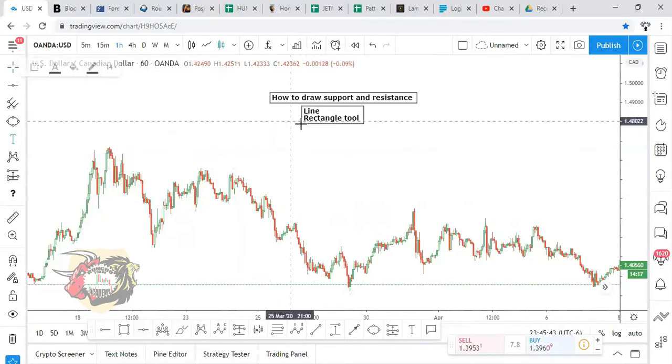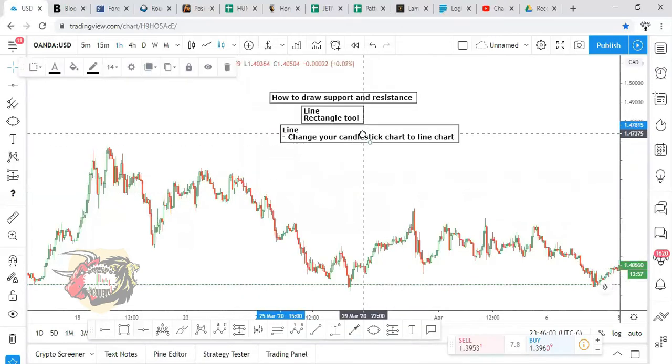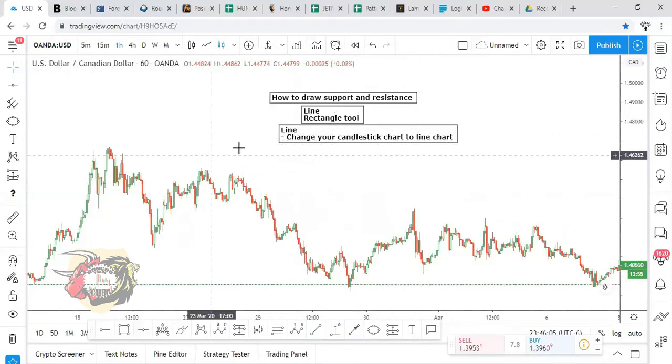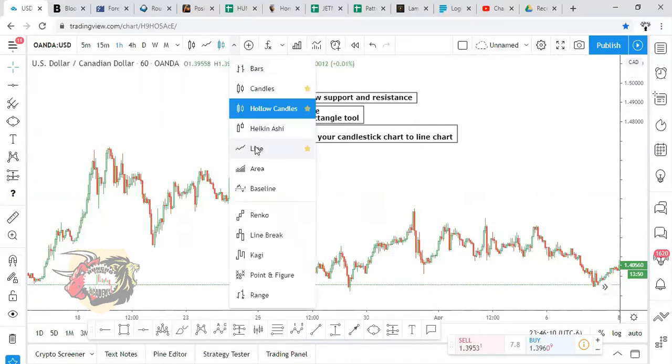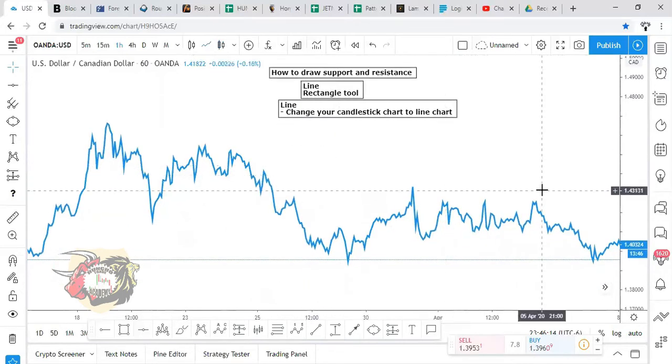So the first step is you have to change your candlestick chart to line chart. That's the first step you're going to do. Change your candlestick chart to line chart. So this is where you change your candlestick chart. Just come here. Then can you see lines? Just click on it. Can you see how my chart changed?